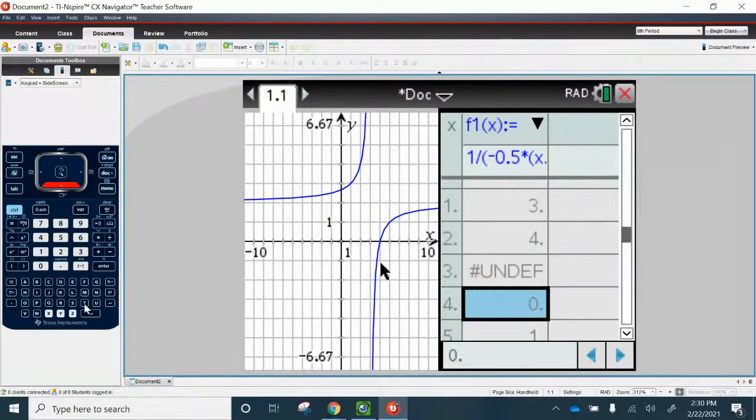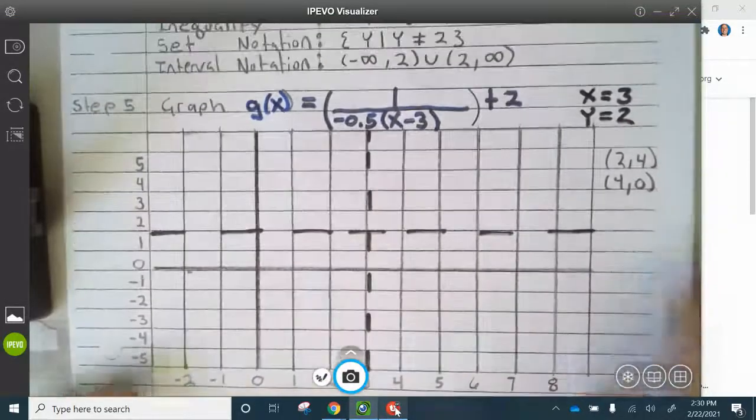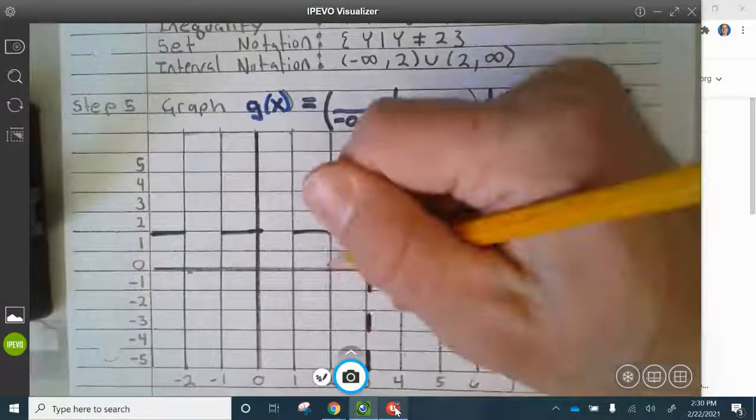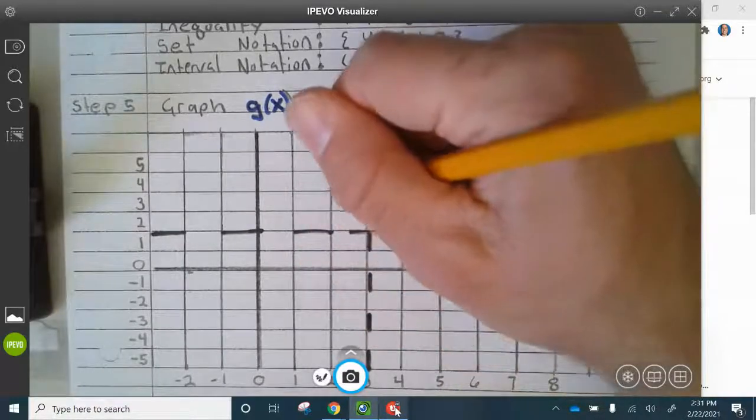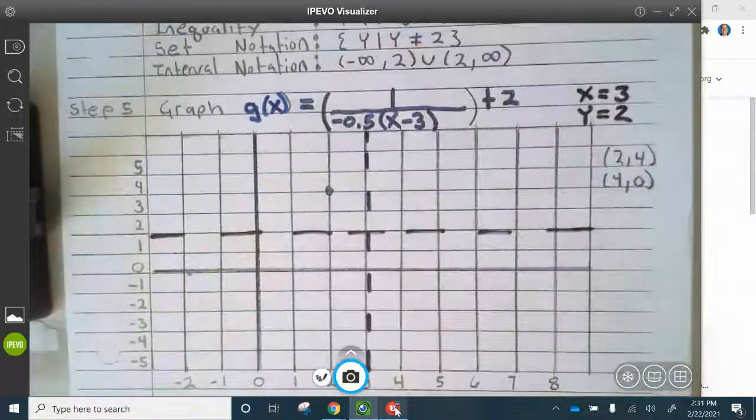So 2, and then 4 is right here. And as long as you have the point, you know that the curve lies between the asymptotes. So you have this. And then (4, 0) is right here. And again, once you have the point, you know it lies between the asymptotes. The curve is right here. All right, that finishes up question number 10.